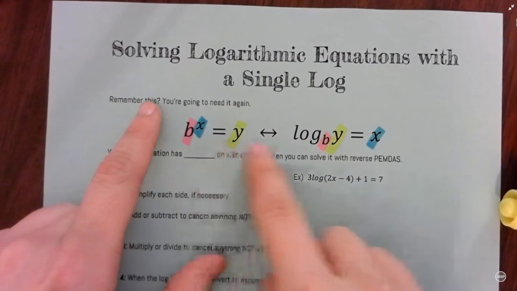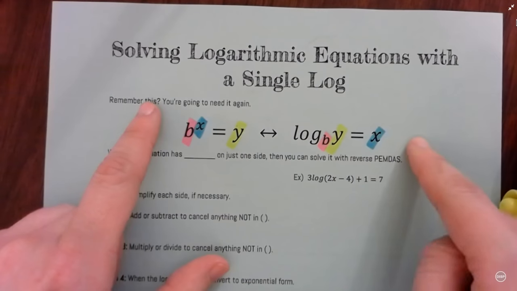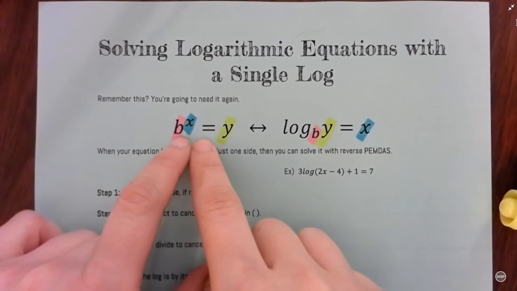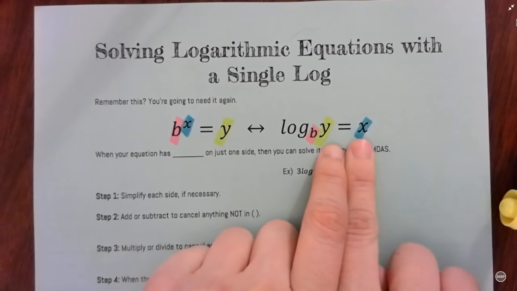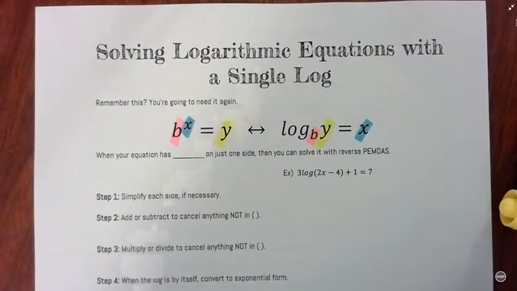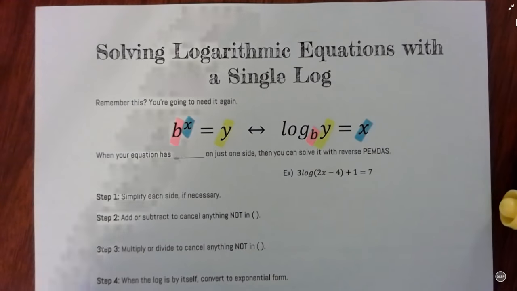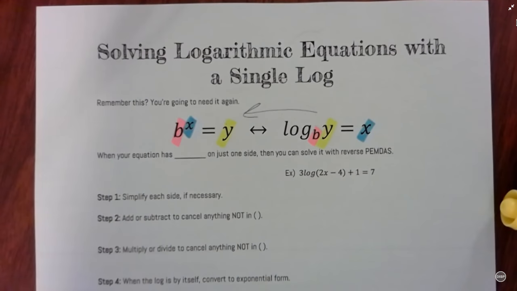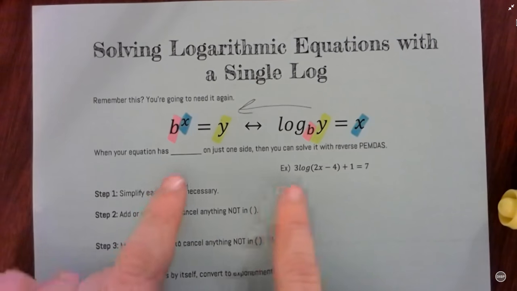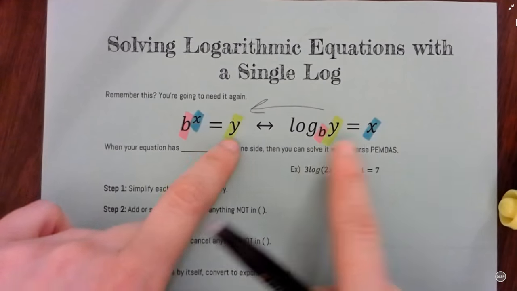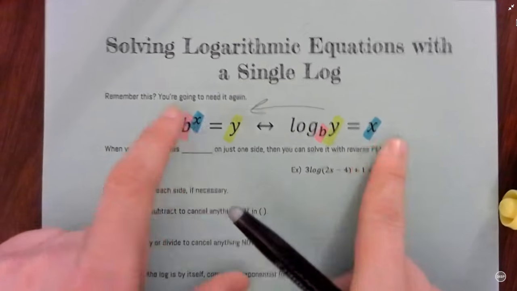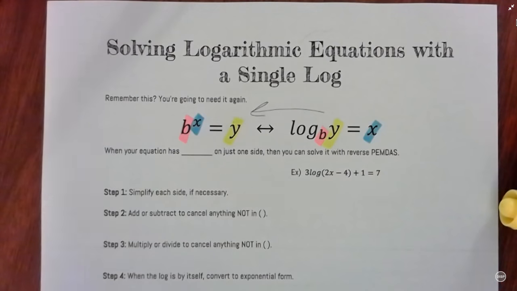So remember this from Unit 9, you are going to need it again. This is what we did to convert an exponential equation to a logarithmic equation. And now this time we're going to be going backwards. We're going to be starting with a log equation and going that way. I have already highlighted my bases, my argument, and then my exponent, so you may want to go ahead and do the same.